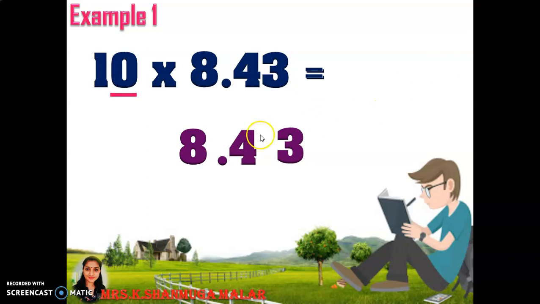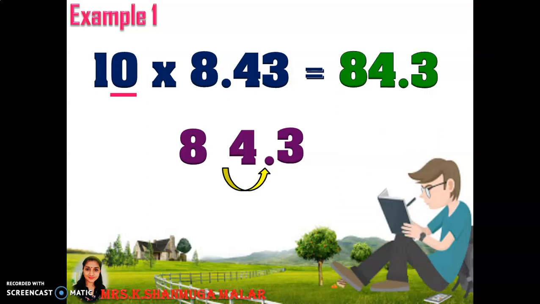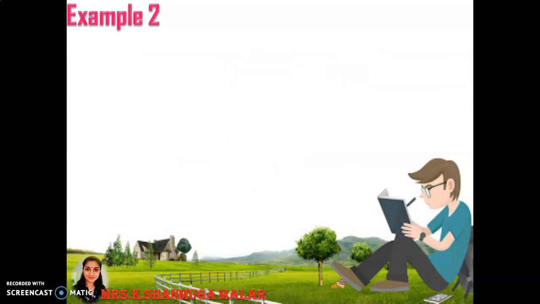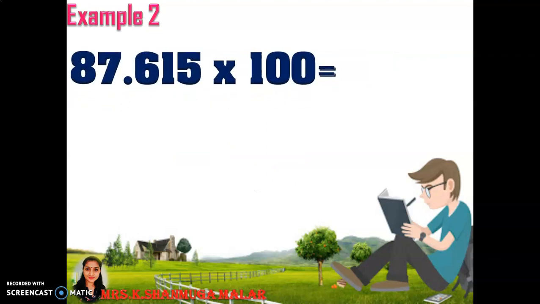Now, we are going to move this decimal. In the multiplication question, we will move the decimal to our right. Here we have only 1 zero. So we move the decimal 1 time. Do you understand, students? So the answer for this question is 84.3. Let us look at the second example.